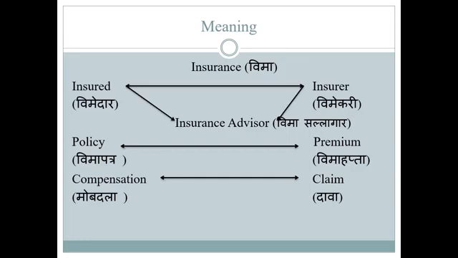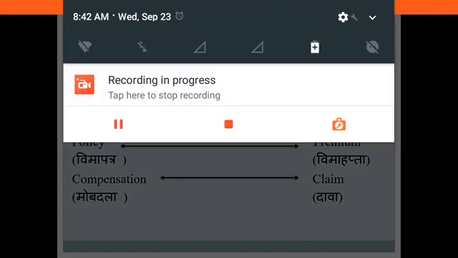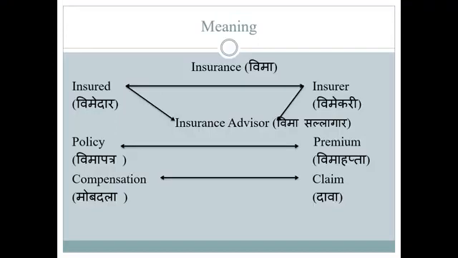So insurance is a contract between two parties, that is insured and insurer. Many of the times, to make the transaction of insurance policy easier, a third party is appointed. So what does this insurance advisor do? On behalf of the insurance company he approaches the insured, and on behalf of the insured he approaches the insurance company. In turn, to make this transaction easier, this third party is appointed.